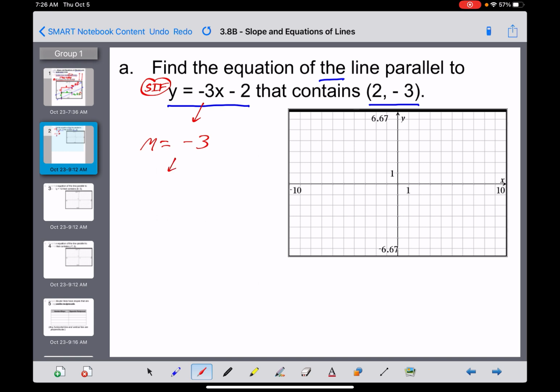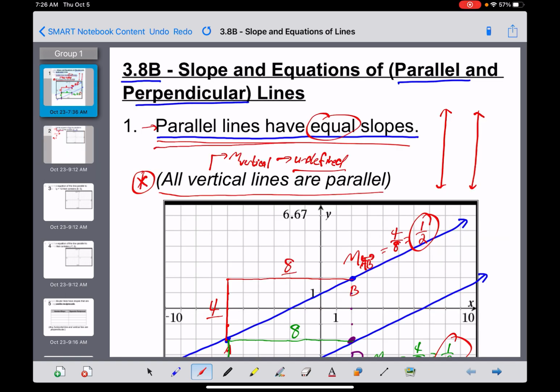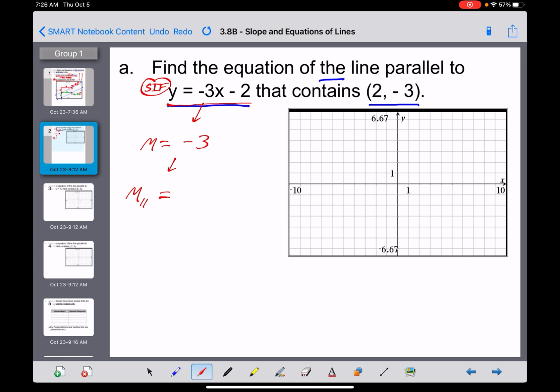And then what I like to do, and I'd like to encourage you guys to do this as well, is write another m, but then with a parallel symbol right after it. Slope parallel here. So if the line they gave us had a slope of negative 3, what's going to be the slope of any line parallel to that? Well, we just got done discussing that parallel lines have equal slopes. So the slope of a line parallel to this is also going to be negative 3. And that is an important piece of information about our line. We know the slope is negative 3, and we also know that our line contains the point, or passes through the point, 2, negative 3.